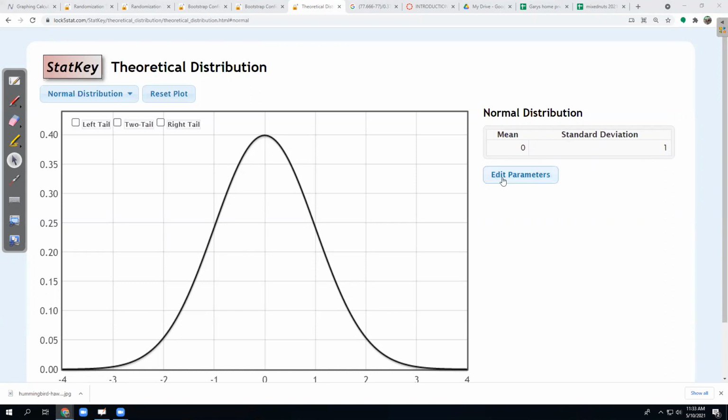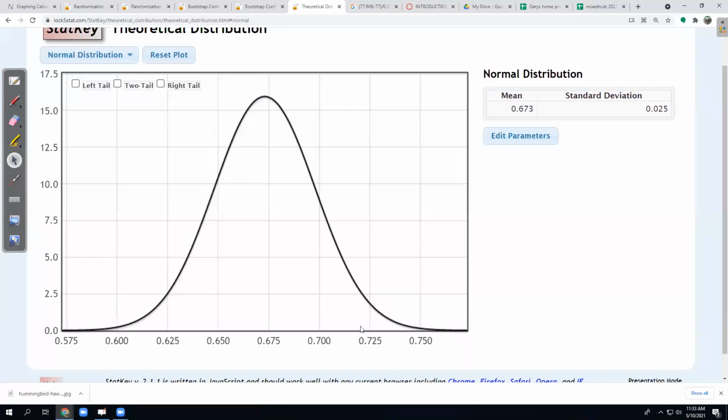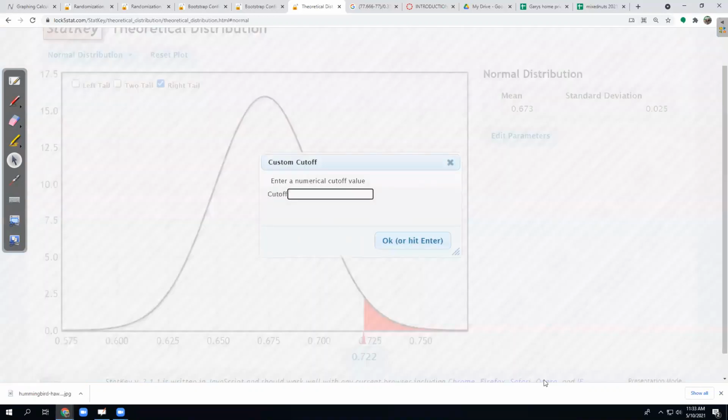And I'm going to enter my parameters here. So mine would be the mean of 0.673 was the one on my sampling distribution. And the standard error is the standard deviation there, 0.025. So I'm just going with that same example. And then I'm wondering about 0.72. Where does that live over here? How far over is it really? So it's to the right of the mean. So I choose right tail. And then I just go down here and type in my number, 0.72.